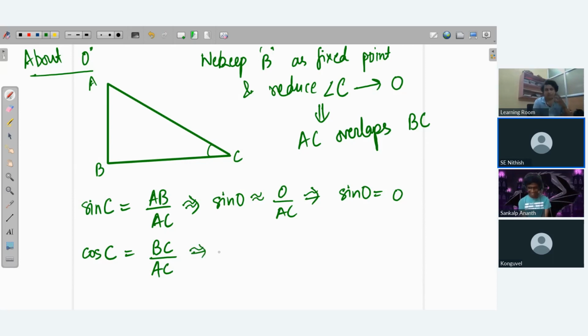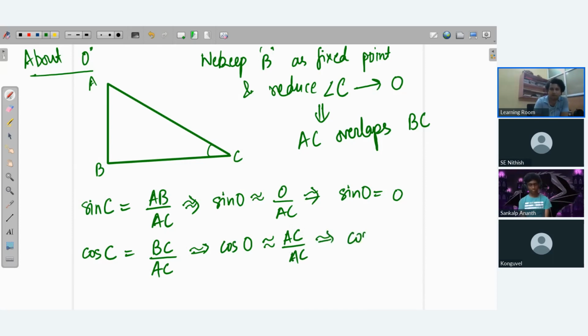So what is happening to BC and AC? They're overlapping, so they'll be the same. So it'll be 1. Exactly. So cos 0 approximates AC over AC, meaning cos 0 is 1. What about tan 0? Tan C. Infinity.